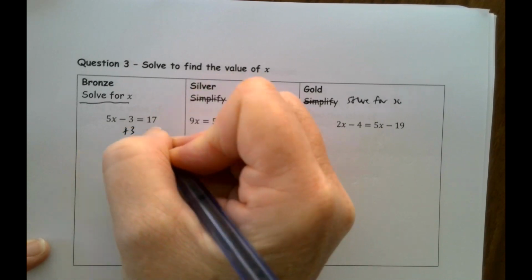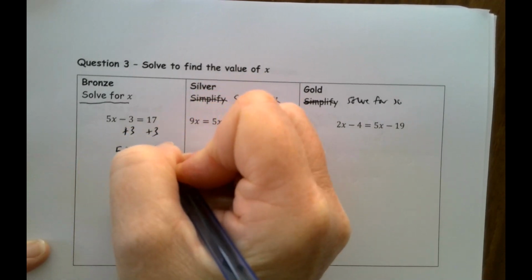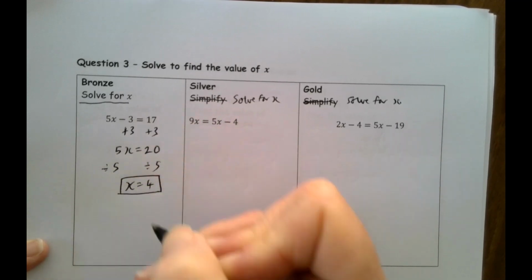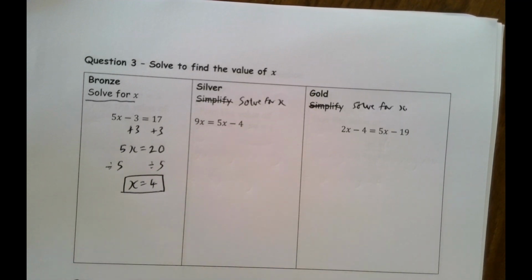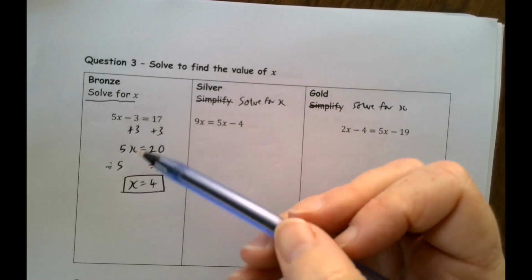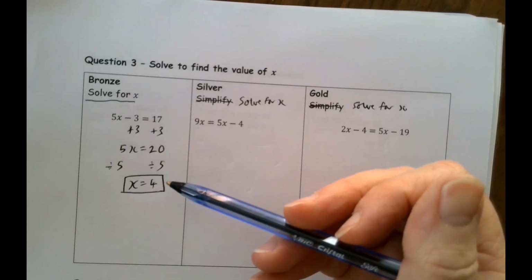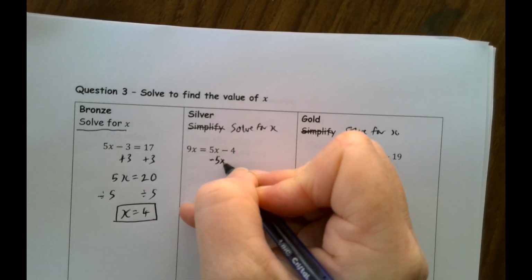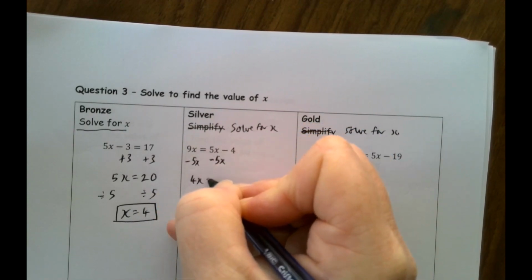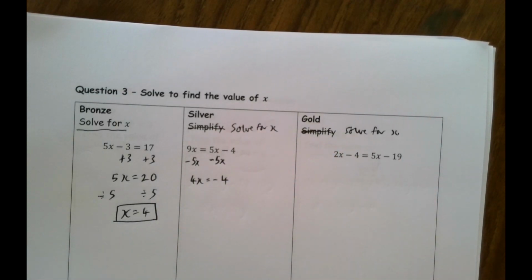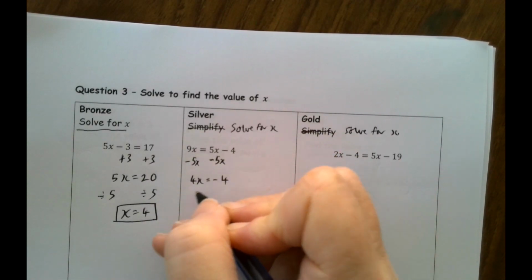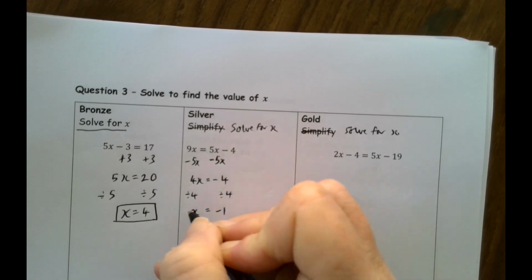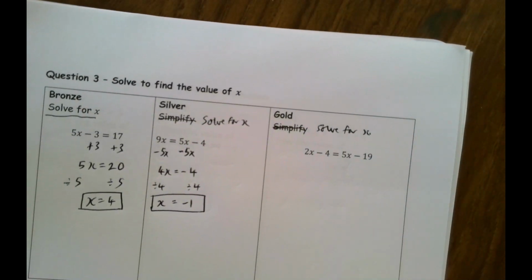5x minus 3 equals 17. Add 3. 5x equals 20. Divide by 5, x equals 4. Because remember, in solving an equation, we're trying to get 1x equal to something. So all my steps are aimed at getting the x's on one side, the numbers on one side, and getting 1x. So here we are, look, x is on one side, numbers on the other. 5x is in the wrong place. So I take away 5x from both sides. Whatever I do to one side, I have to do to the other. 4x is equal to minus 4, but I want to know what 1x is. So I've got to divide 4x by 4, which means I have to divide minus 4 by 4.